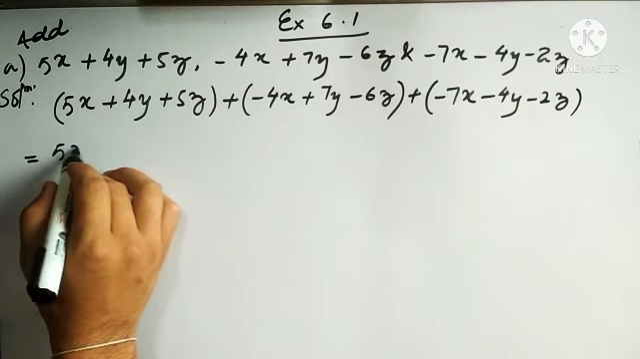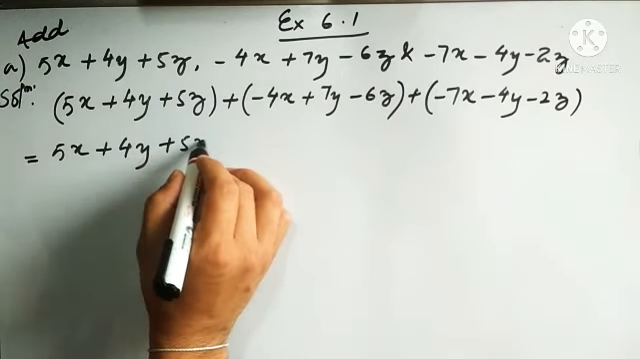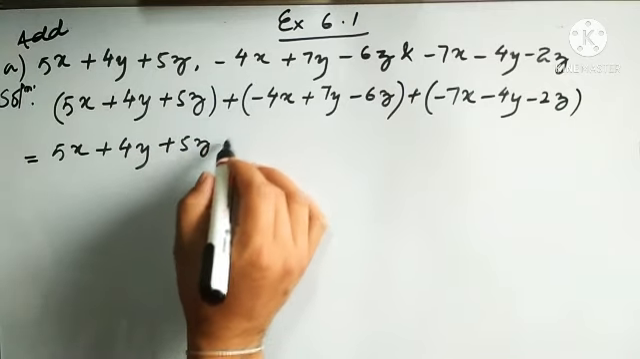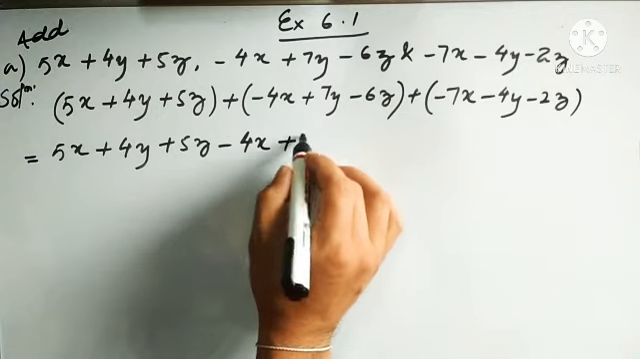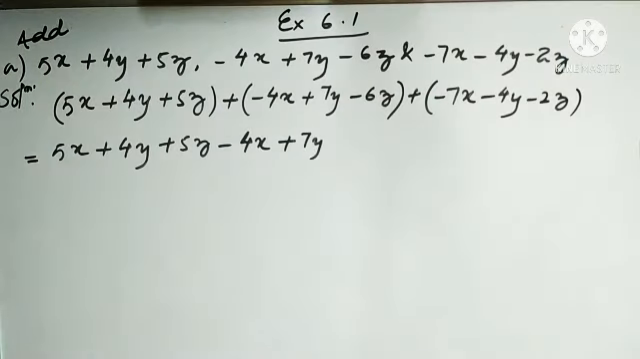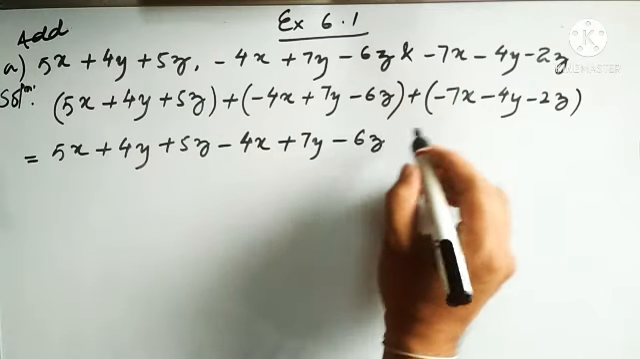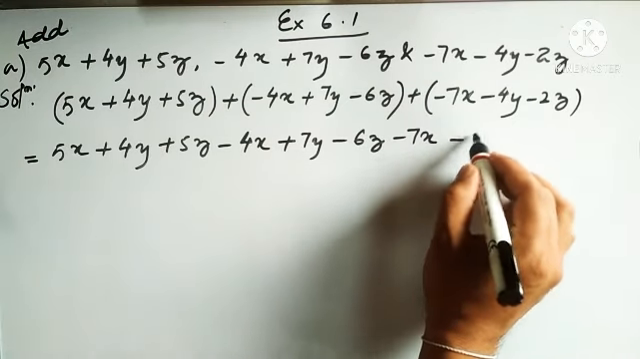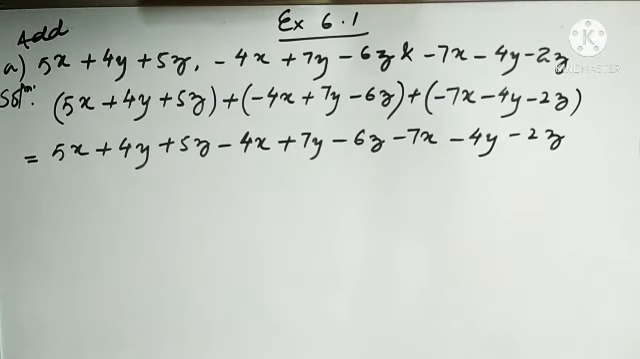So 5x plus 4y plus 5z, plus into minus, you will get minus 4x, plus into plus, plus only. If it is plus, we'll not change any sign here. Plus into minus, minus. So similarly, I'll continue here: minus 7x minus 4y minus twice z.